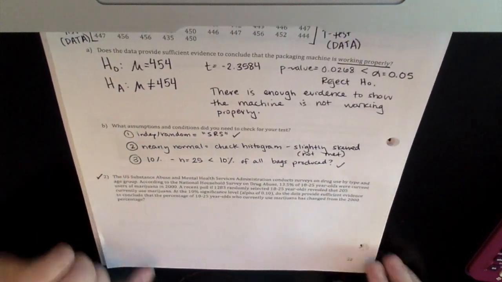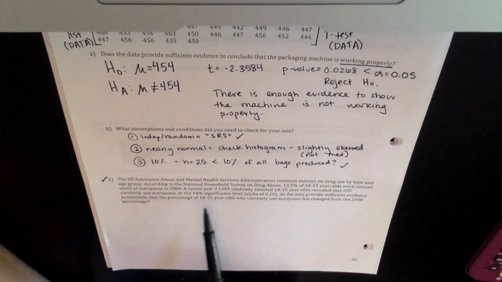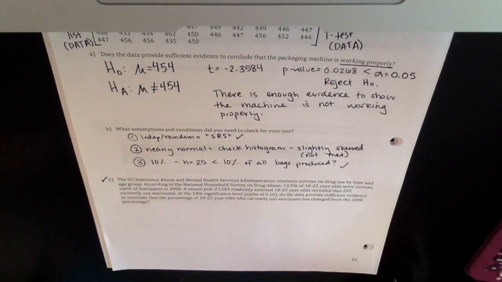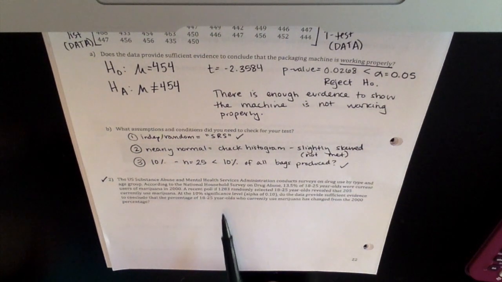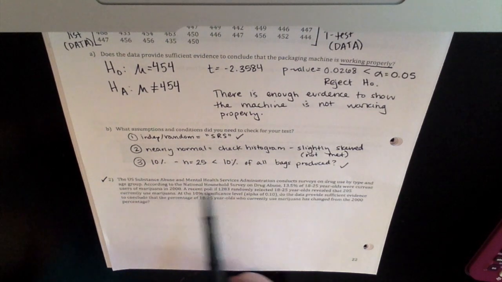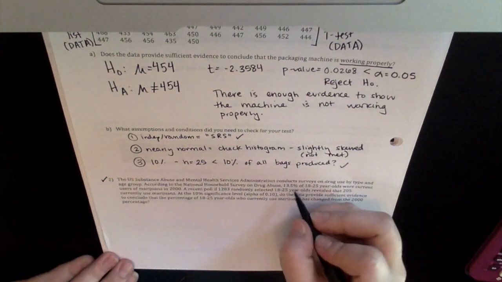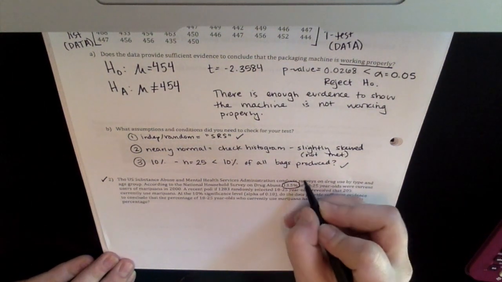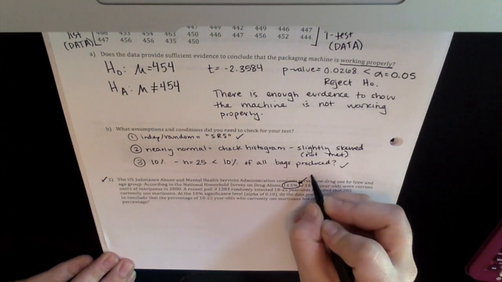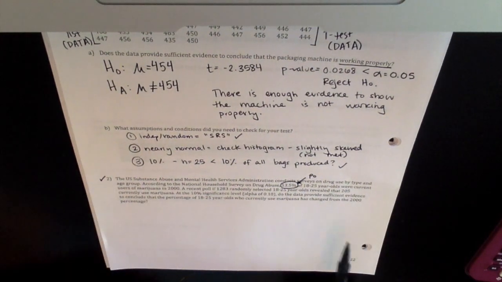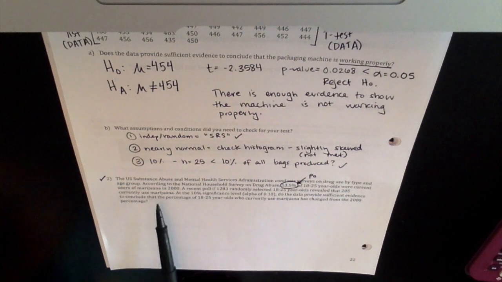So this says, the U.S. Substance Abuse and Mental Health Services conducts a survey on drug use by type and age group. According to the National Household Survey on Drug Abuse, that's a national survey, so the information that comes after is about the population. It says 13.5%. All right, I'm going to circle that. I'm going to draw an arrow to it, and I'm going to write that that's P0. Of 18 to 25-year-olds were current users of marijuana in 2000. So this is old information.